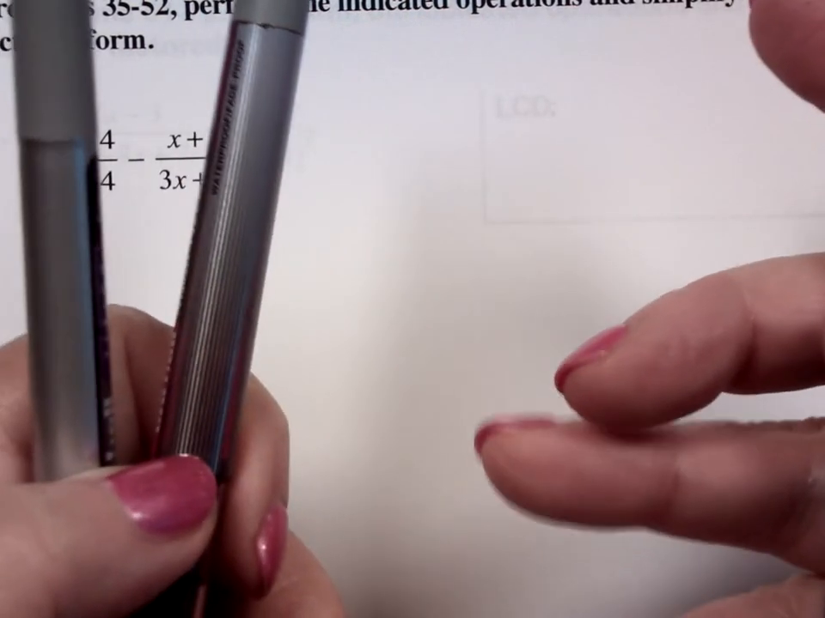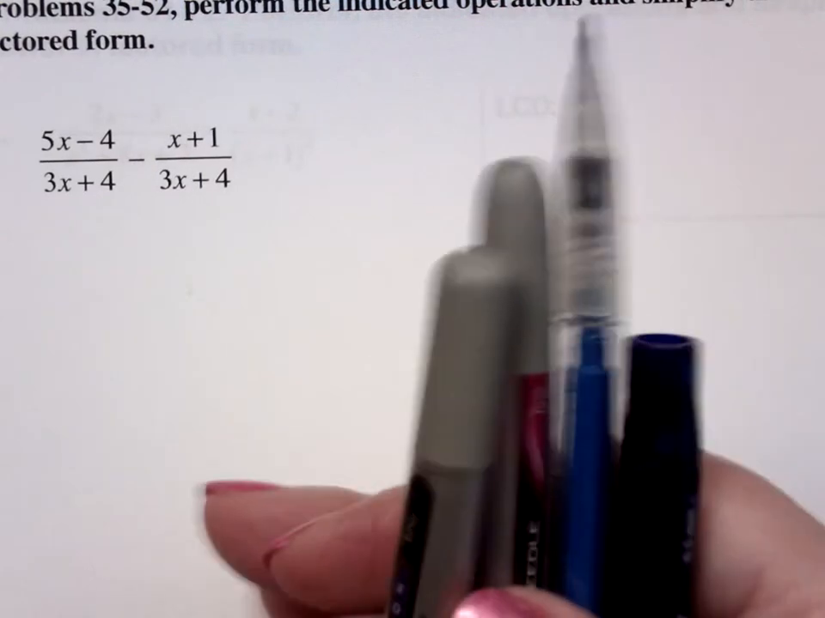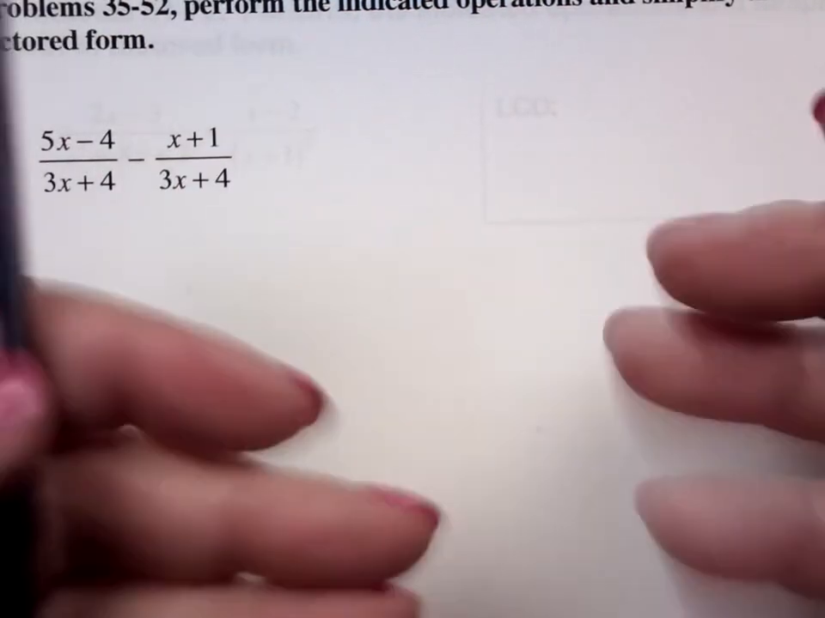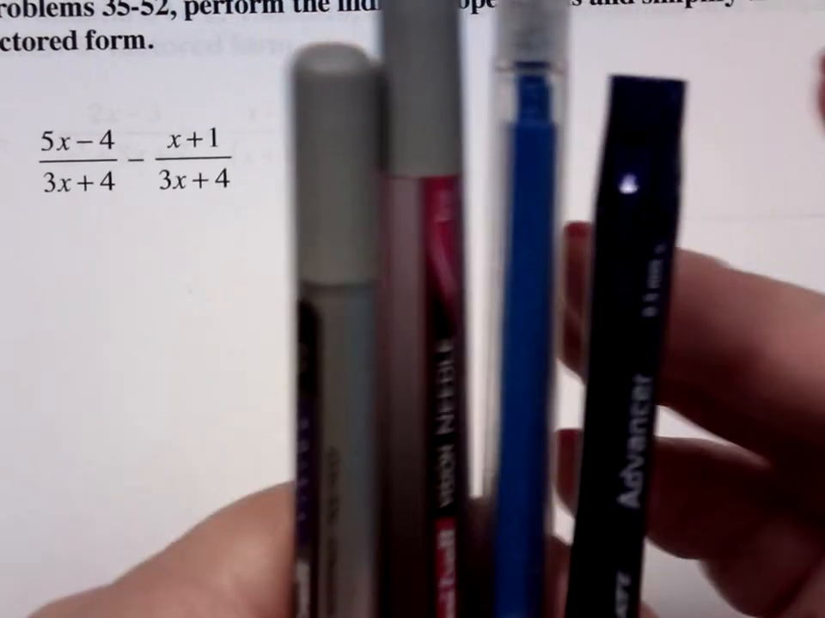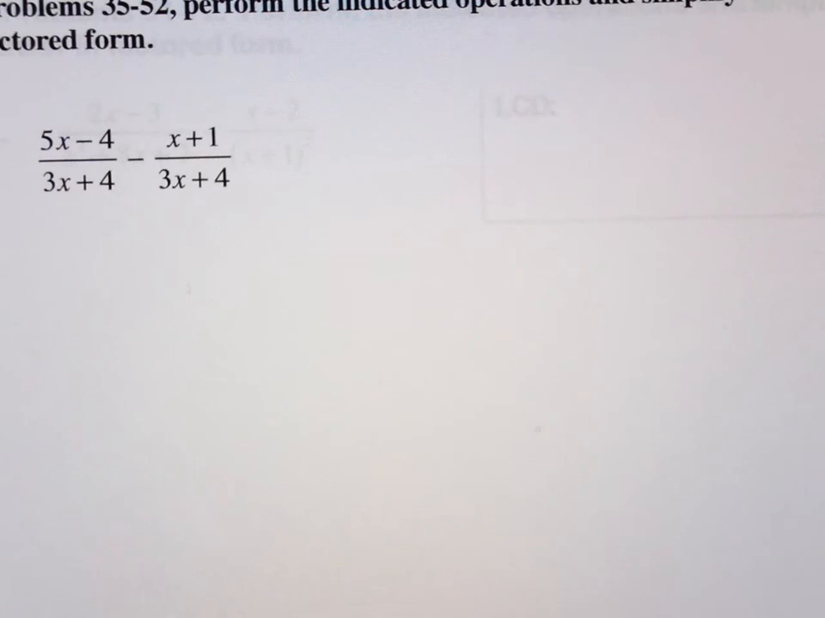But if I say writing instruments, now I could say I have 2 pens and 2 pencils, but I've got 4 things that you can write with. They have the same label. And that's very much true whenever you're working with adding and subtracting fractions. They've got to have the same denominator, be the same pieces, the same parts. They've got to have the same descriptor.